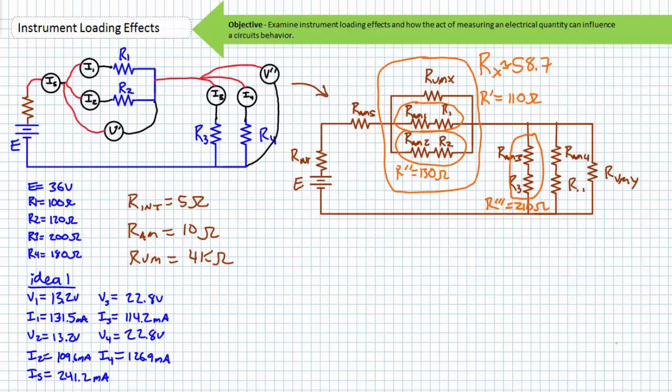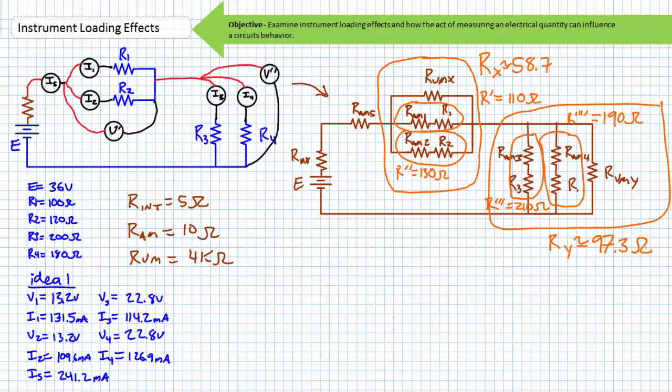This series combination I'll call R triple prime with a value of 210 ohms. This series combination I'll call R quadruple prime with a value of 190 ohms. This parallel combination of three elements I'll call Ry with a value of approximately 97.3 ohms. Now, the VDR, Ohm's law, or KVL can be used to solve for the voltage drop across all components: internal resistance, ammeter source, Rx, and Ry.